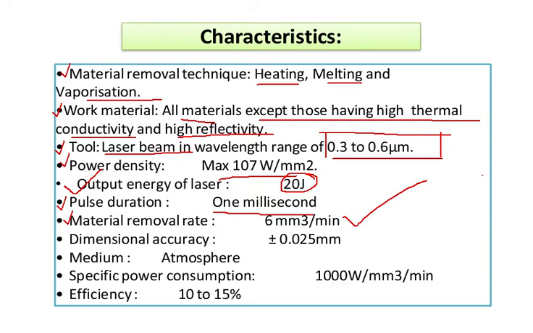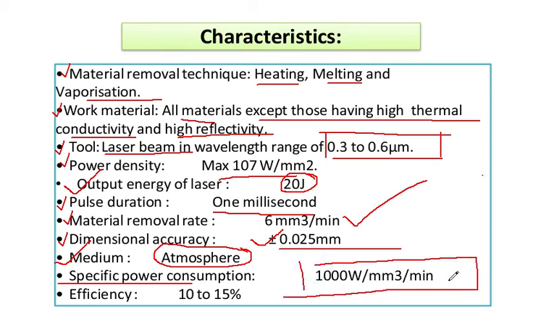Now dimensional accuracy. Whenever you are manufacturing a product, the accuracy level should be maintained. And you can obtain a dimensional accuracy of plus minus 0.025 millimeter. So the accuracy is also very high. Next, medium, where can this occur? Normally in the atmosphere. And what is the specific power consumption? It is 1000 watt per millimeter cube per minute. So you can understand what the specific power consumption is.